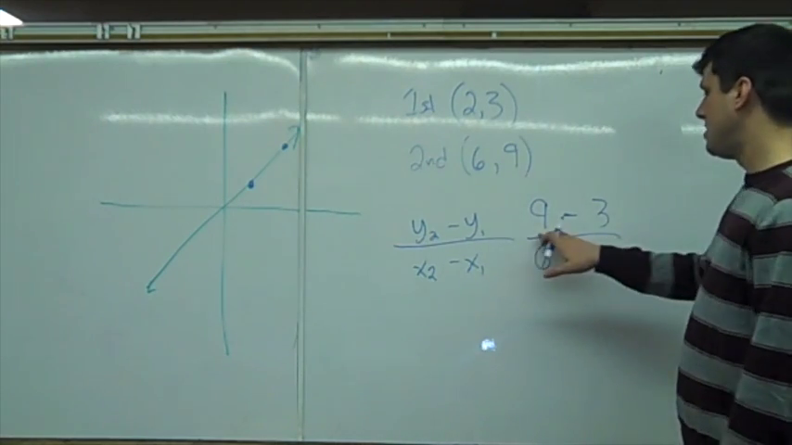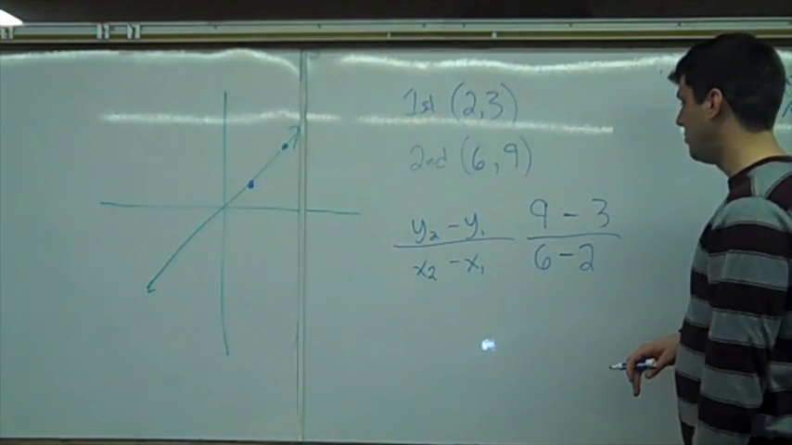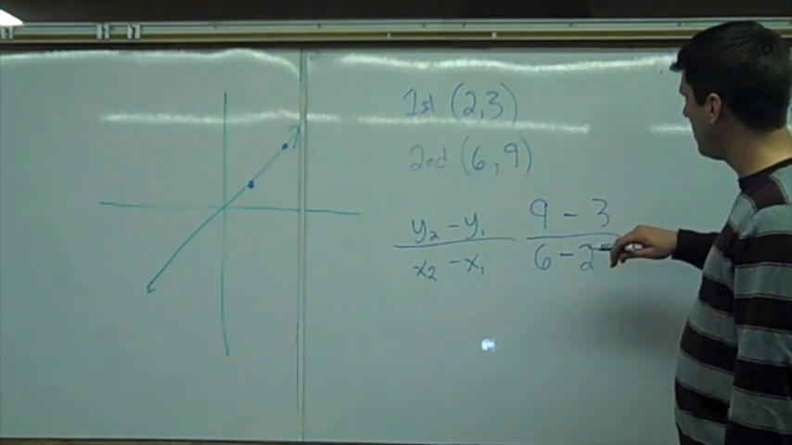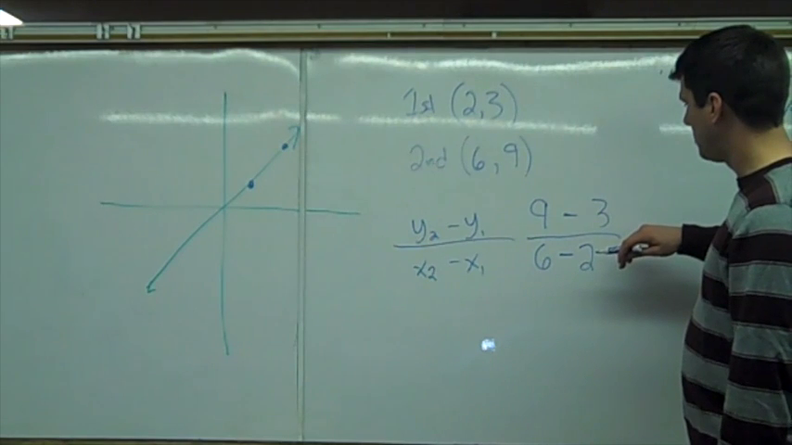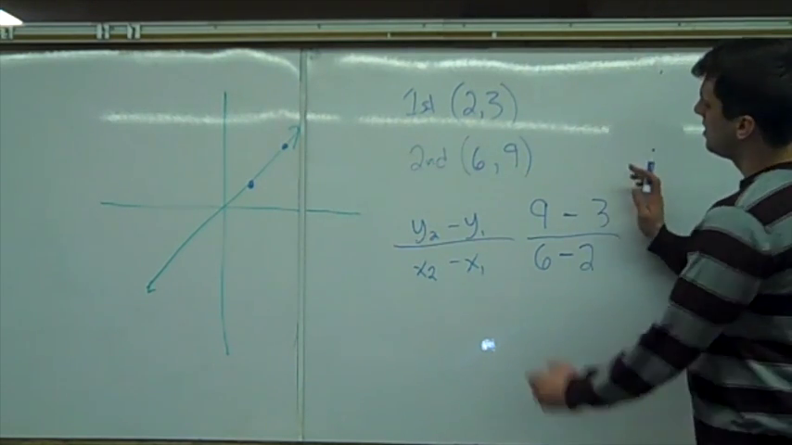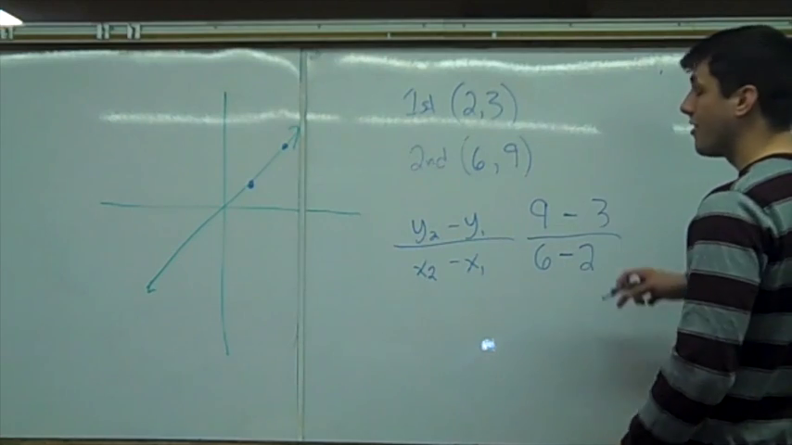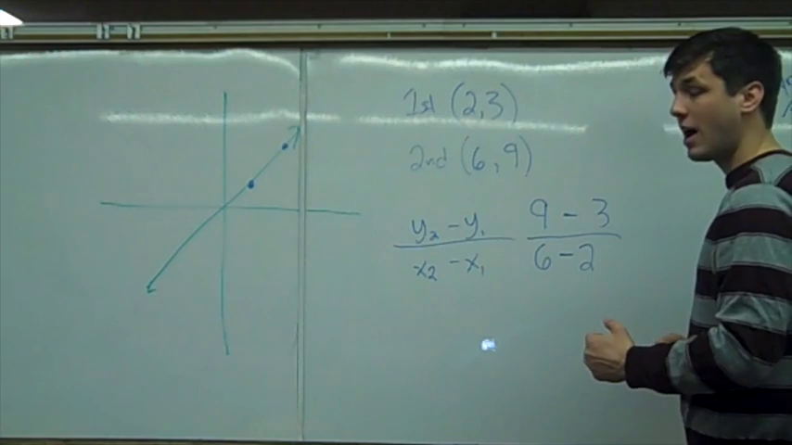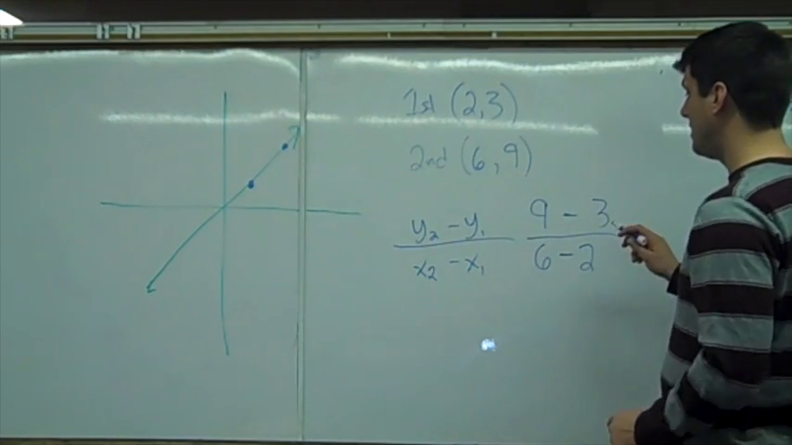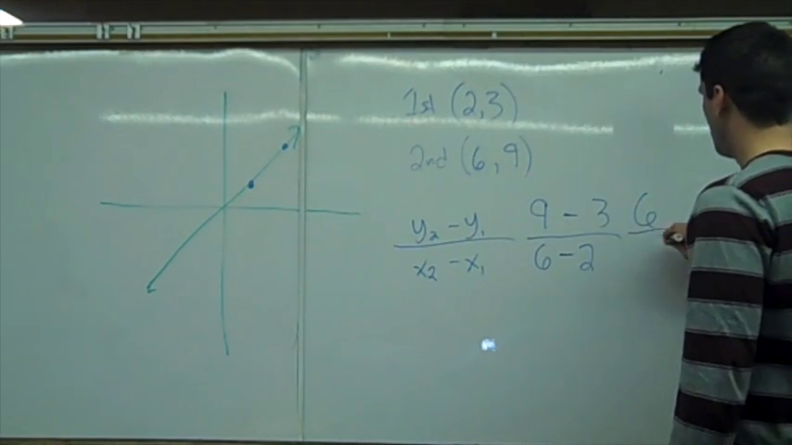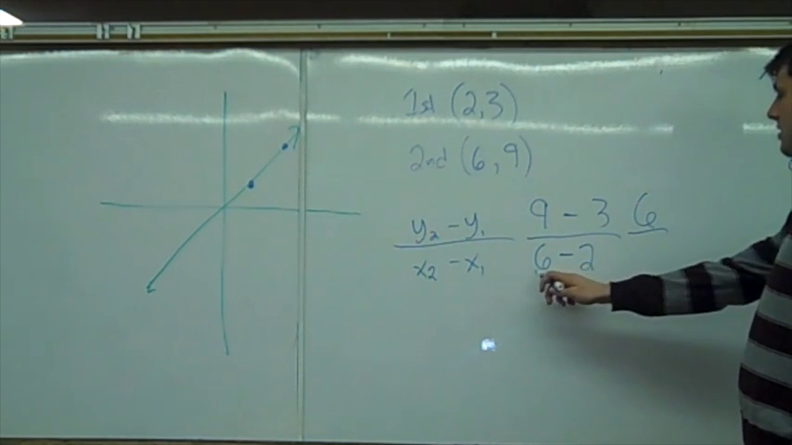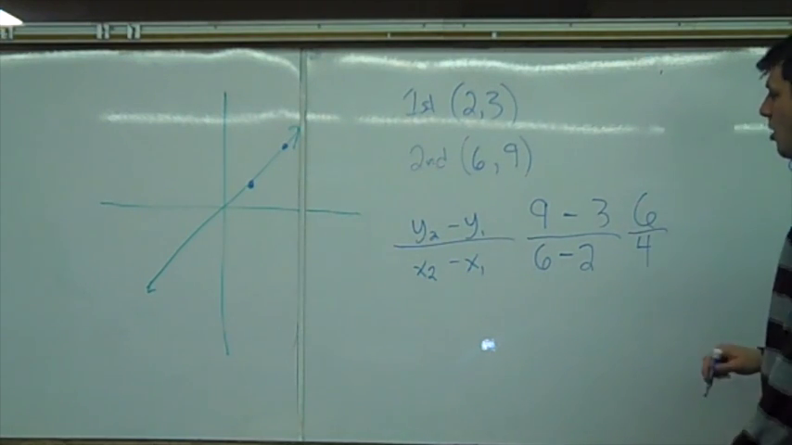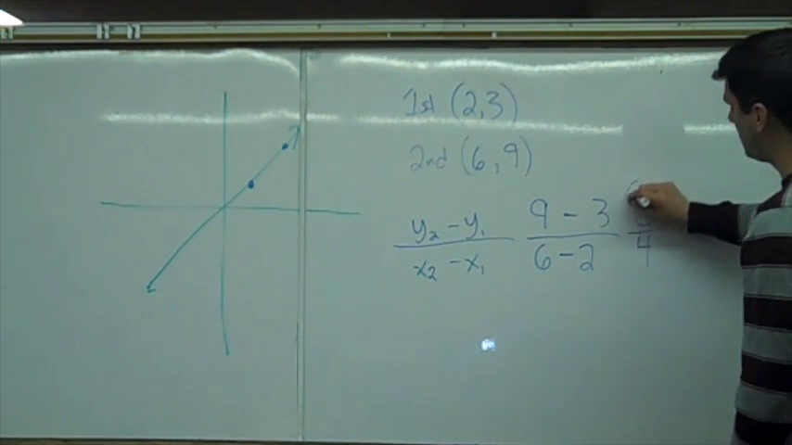If we solve this, 9 minus 3 divided by 6 minus 2, let's see here, the top and bottom of a giant fraction are groupings, so we first do the top, then we solve the bottom, and then we divide them. So 9 minus 3 is 6, and in the bottom, 6 minus 2 is 4, and so then our slope is 6/4. This is our m value.